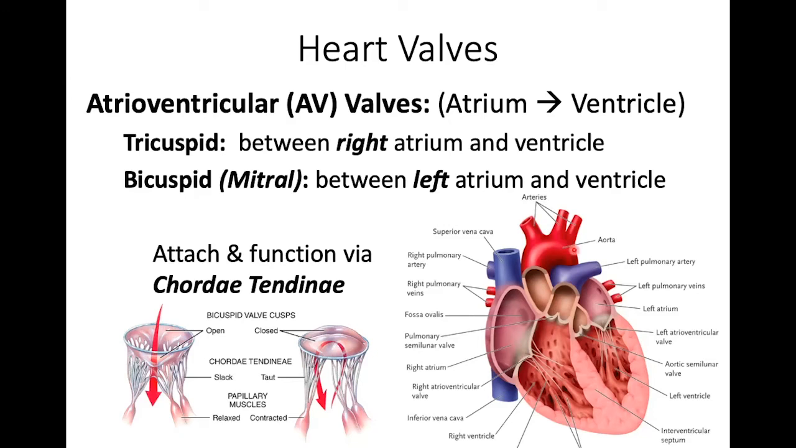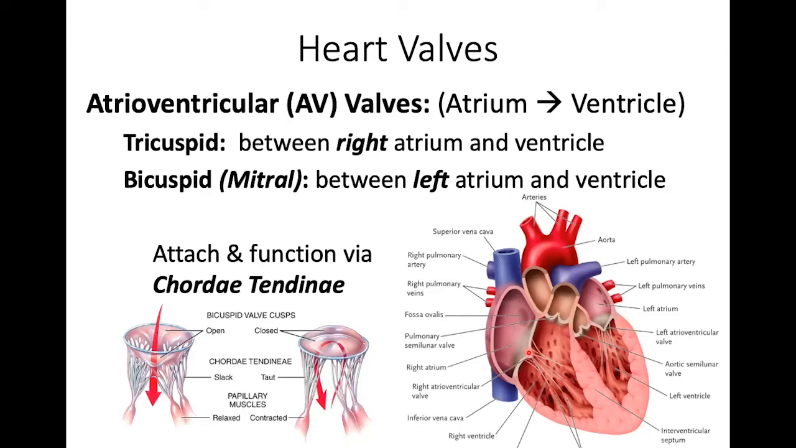So first off, we're going to take a look at the atrioventricular valves, also known as the AV valves. And you can see here the AV valves, as their name describes, are separating the atria from the ventricles. And so we have a right atrioventricular valve, and we have a left atrioventricular valve.